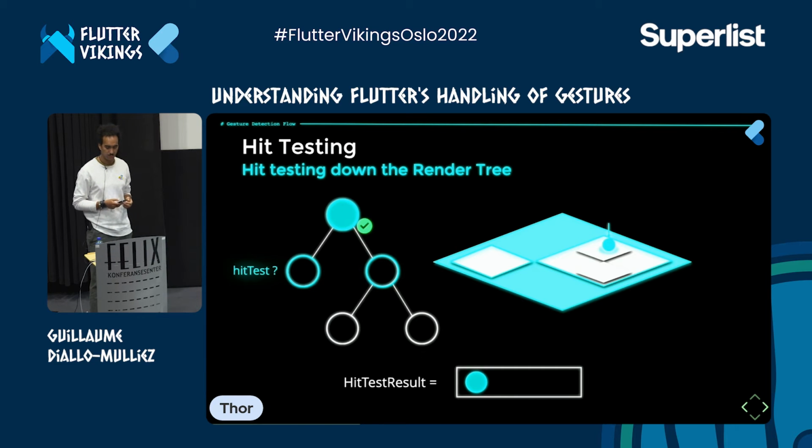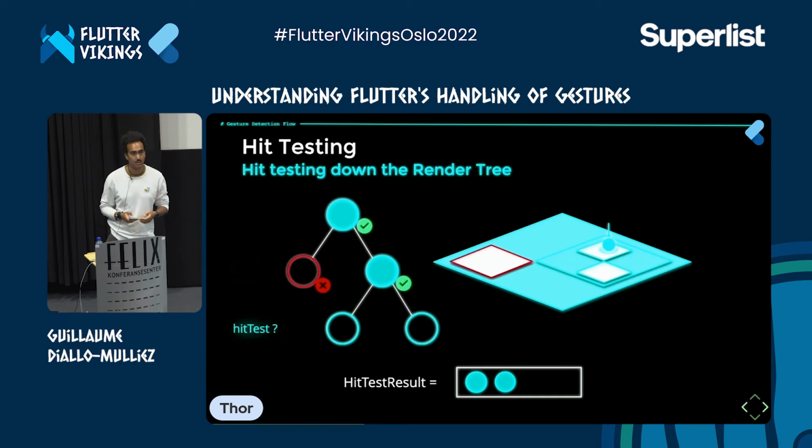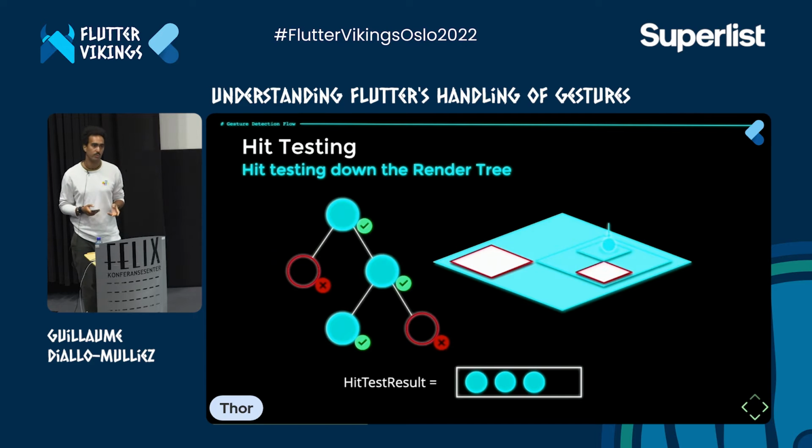And we also ask, do you respond? Only one of them responds, because the other one is outside of the range. And we perform the hit test on the last layer. And there you go. We have 3 render objects that have answered true to the hit test, and we have a hit test result of 3 objects that can possibly handle this gesture.